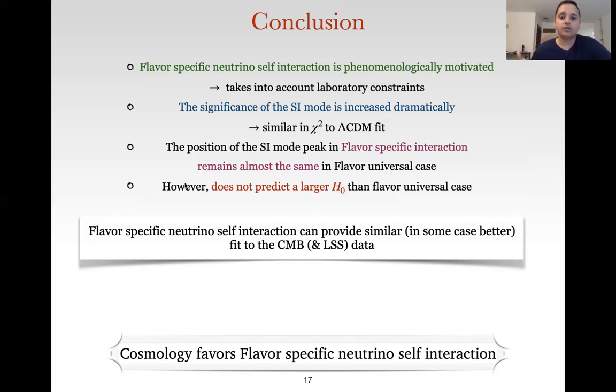And also this scenario does not predict a higher Hubble constant, so it does not have anything to add to the Hubble tension problem. The main takeaway message here is that flavor-specific neutrino self-interaction can provide a similar and in some cases a better fit to the CMB data. So if you have a model that needs neutrino self-interaction, cosmology might have a preference for that. The bottom line is that cosmology favors flavor-specific neutrino self-interaction. Thank you for listening.